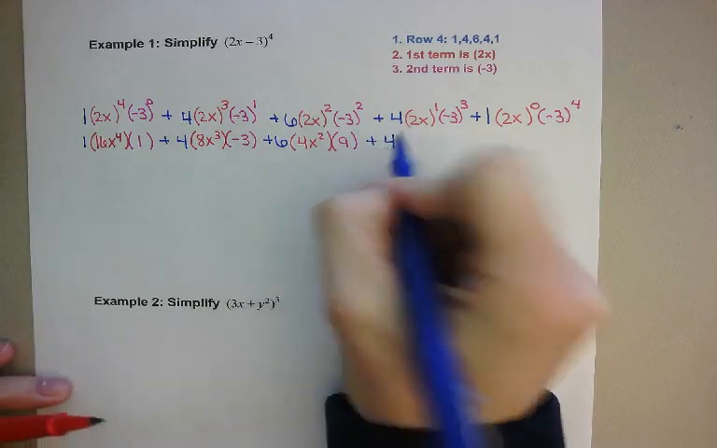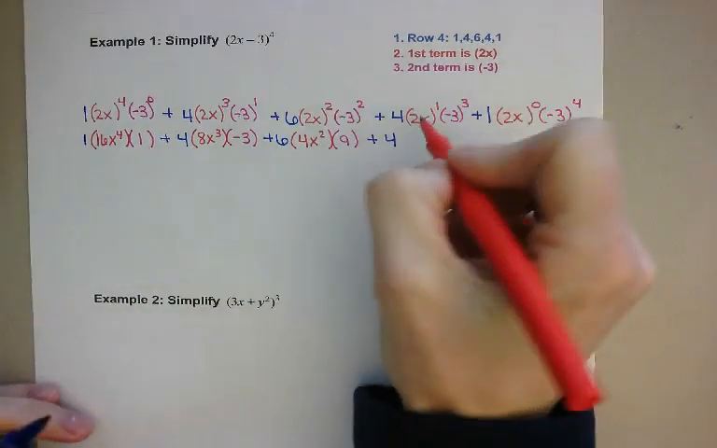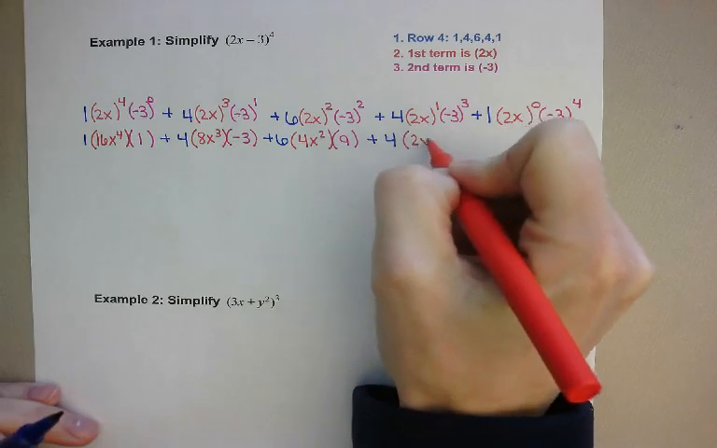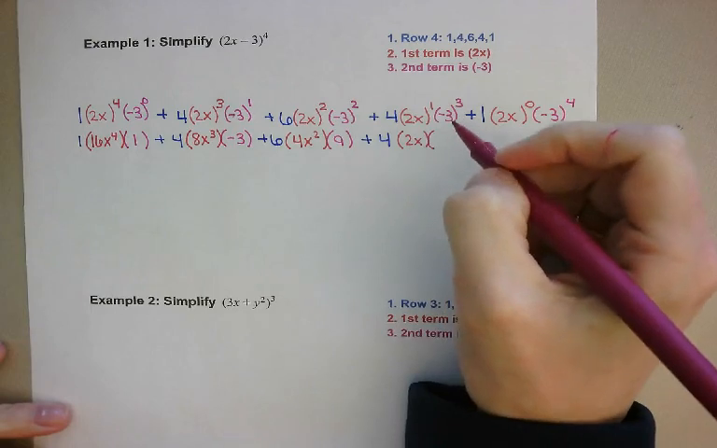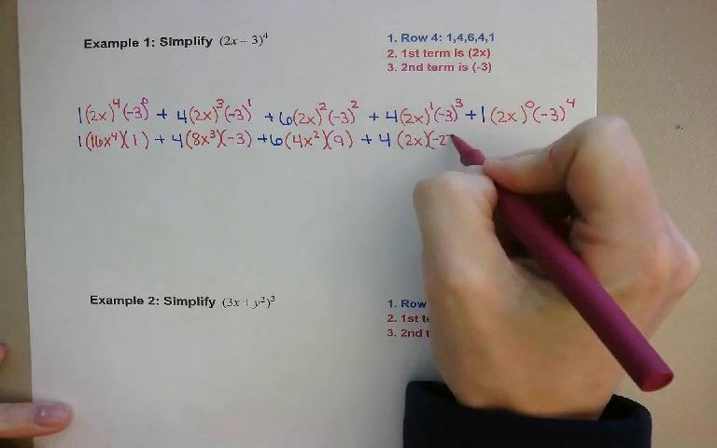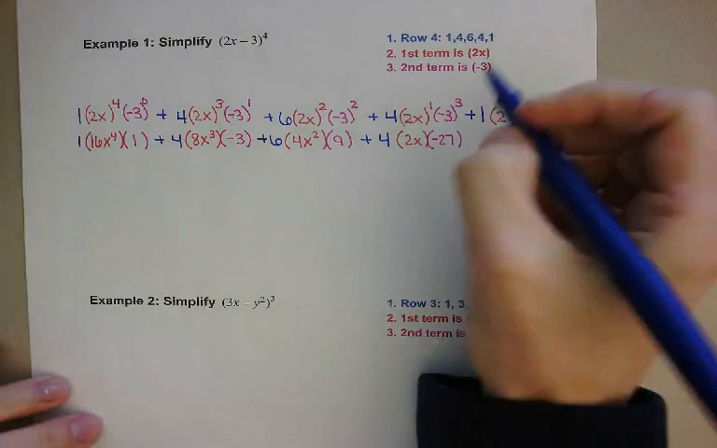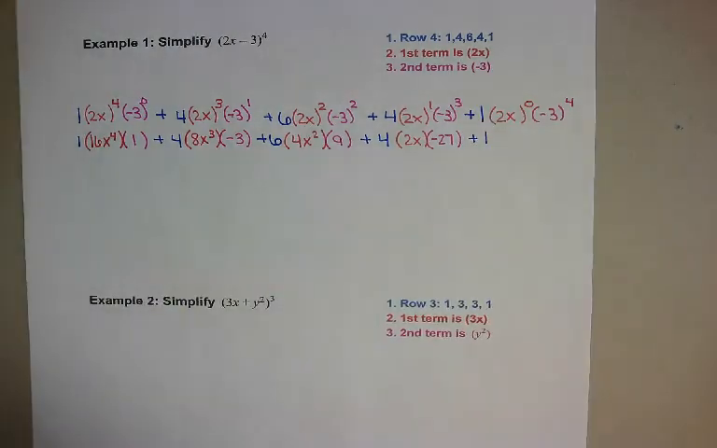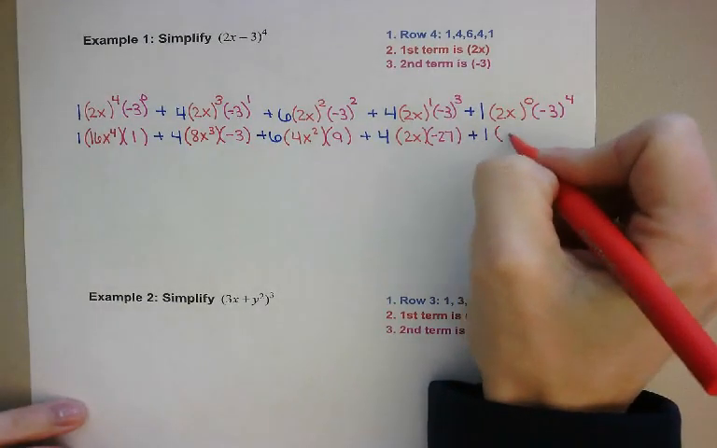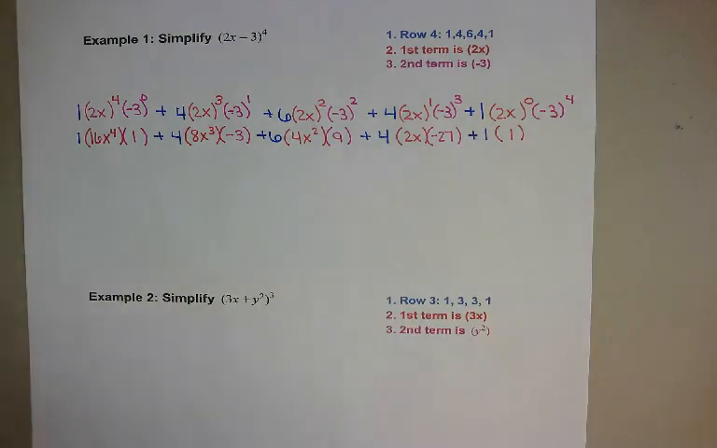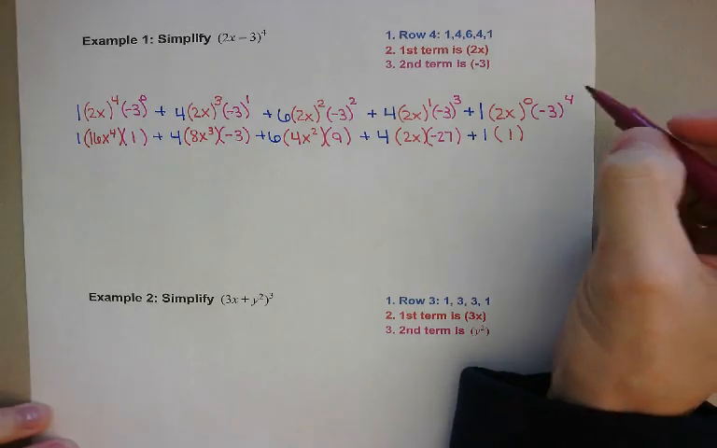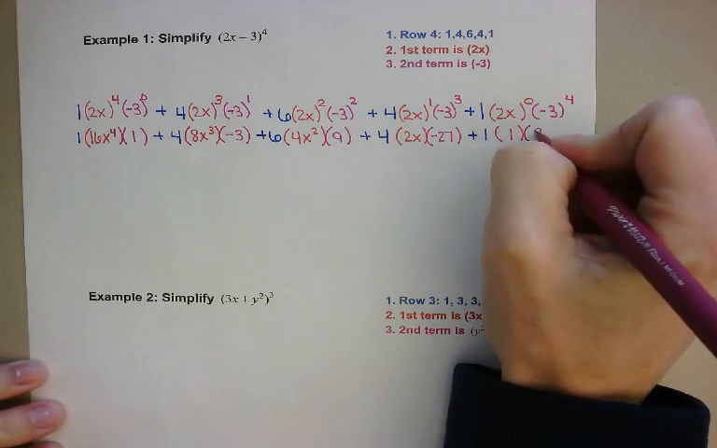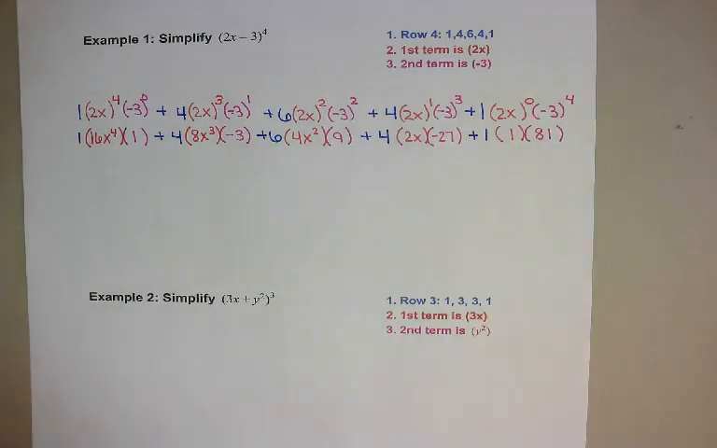Moving on to the next term, we have a 4. A 2x to the first is just 2x. A negative 3 cubed means negative 3 times negative 3 times negative 3, which is negative 27. We're going to add the 1. 2x to the 0, anything to the 0 is 1. And a negative 3 to the 4th. So negative 3 times negative 3 times negative 3 times negative 3 is 81. Okay, and then again, we're just going to simplify even further.